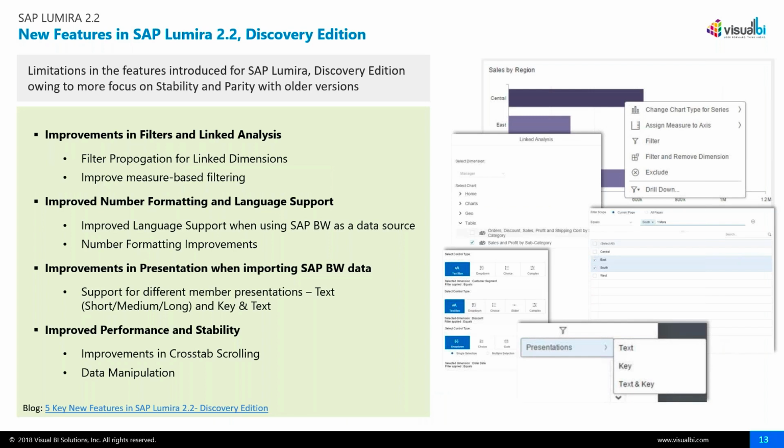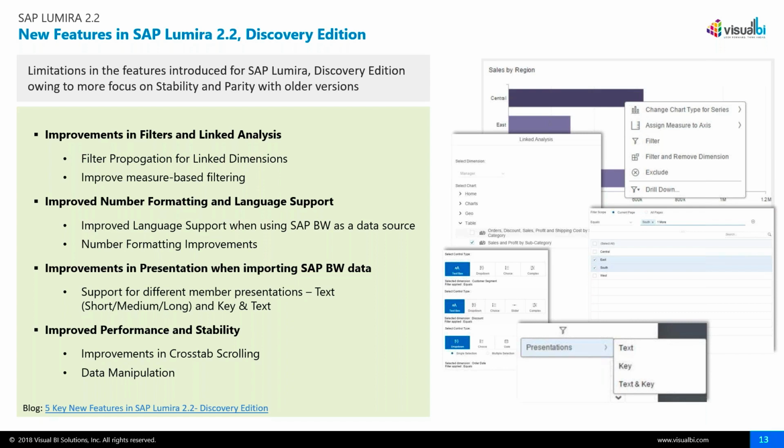Now, let's take a look at the enhancements in Lumira Discovery 2.2. SAP has ensured that this release of the tool focuses more on the stability and bringing the tool to parity with earlier releases, basically to get better performance out of it. So the number of features you'll see here are pretty limited, but you will find improved performance and stability with the tool.